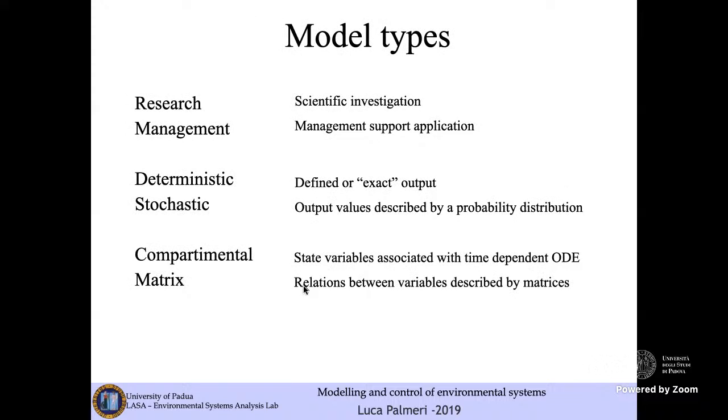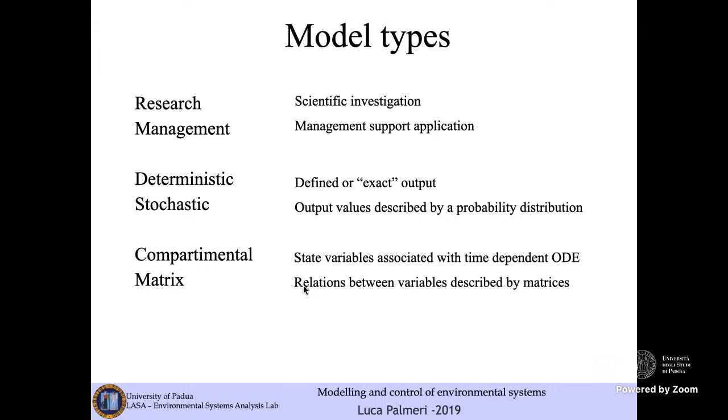Let's go on a little bit with model classification, so model types. We already introduced the distinction between research and management models. Research models are those employed for scientific investigation. Management models are instead support applications for productive processes. We have already said that in general, management models are derivations of scientific models.